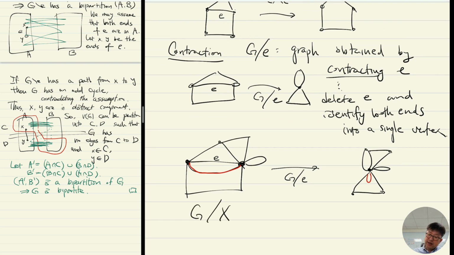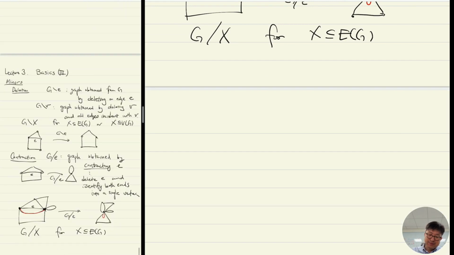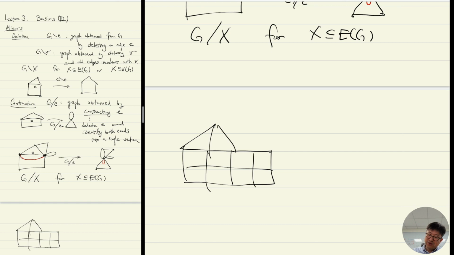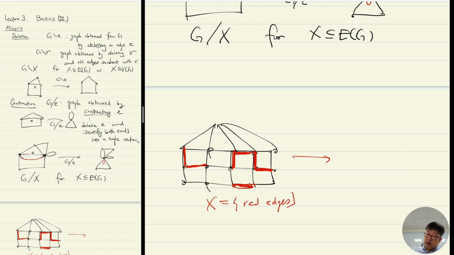And you can still contract a set of edges at once. If you have a set of edges, you can contract all at once. That is the same as contracting each component into a single vertex. Let's see an example. So if I have a graph like, okay, I don't know what I'm gonna draw. An apartment. Now let me mark some edges. So let's say X is the set of red edges. So what happens if I contract X?